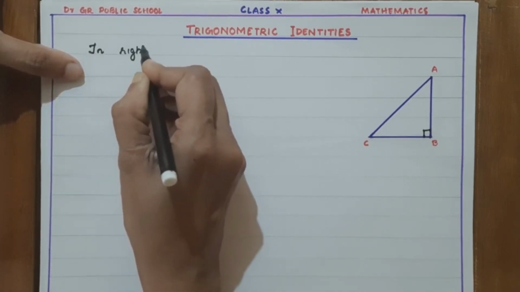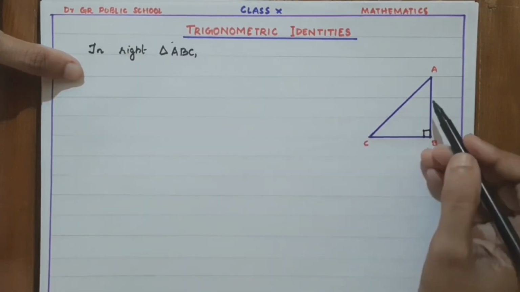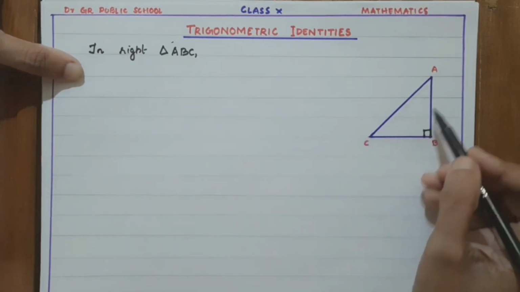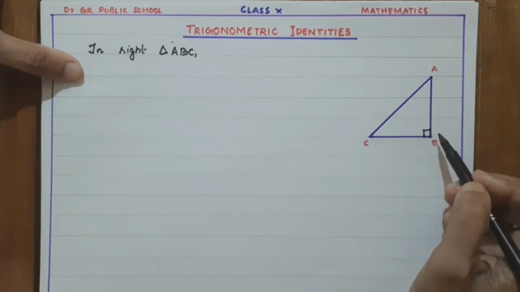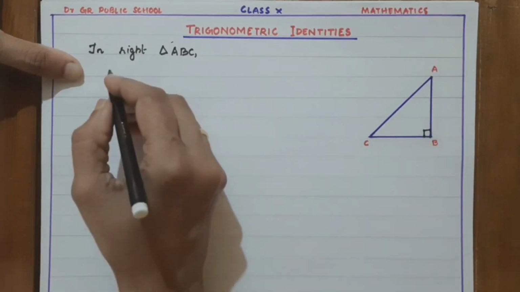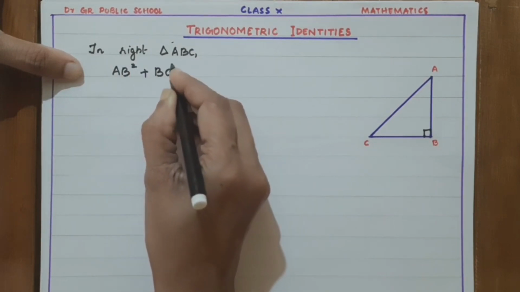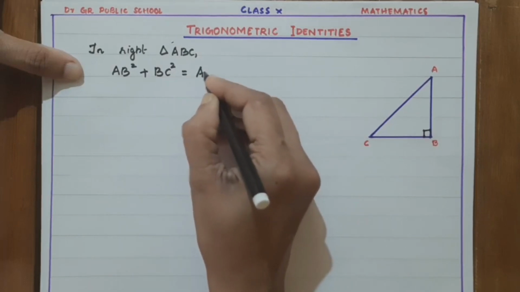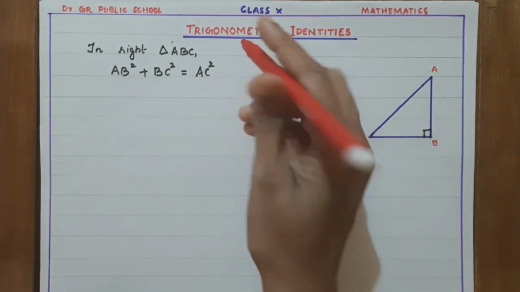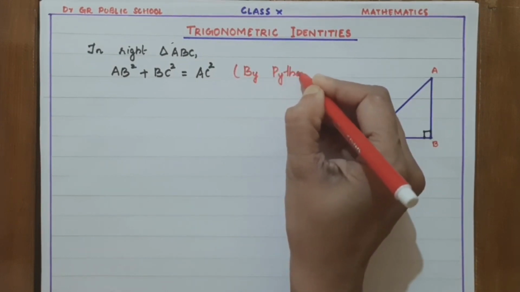right triangle ABC, what can we say by Pythagoras theorem? AC square, isn't it? AC square is equal to AB square plus BC square. So I am writing in reverse order. AB square plus BC square is AC square. So AB square plus BC square equal to AC square by Pythagoras theorem.